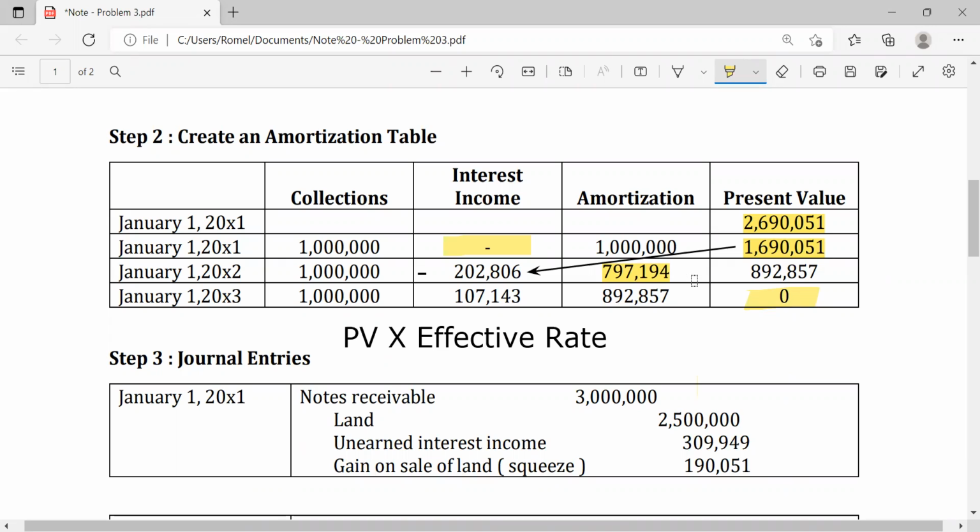797,194. And then, what will we do? Ang 797,194, we will deduct this to 1,690,051. Therefore, 1,690,051 minus 797,194. By January 1, 20x2, magkano na lang ang present value? By January 1, 20x2, our present value is 892,857. So this will be our present value as of January 1, 20x2.